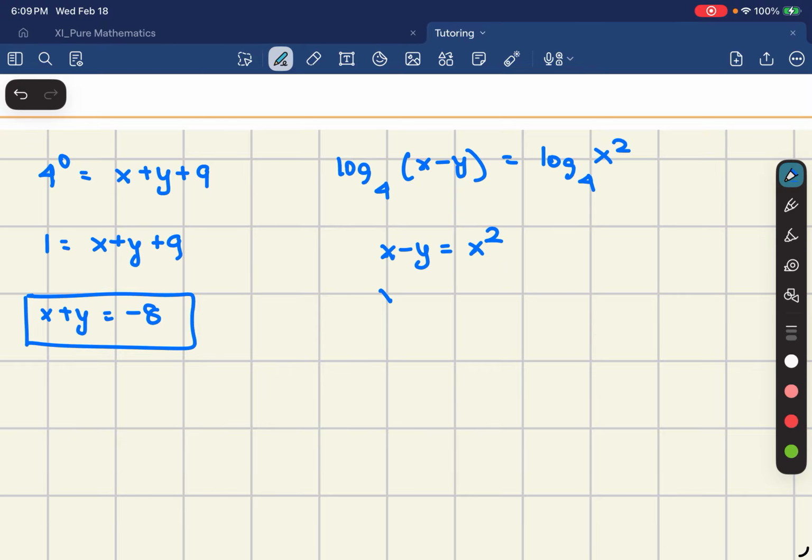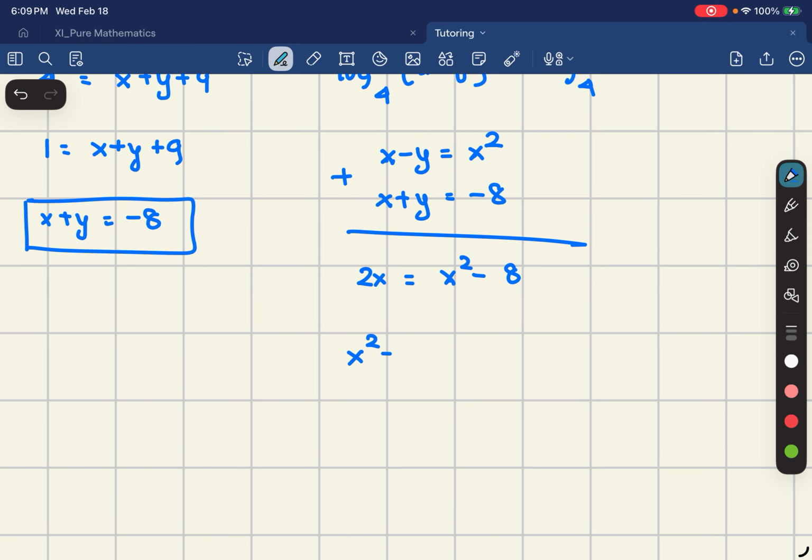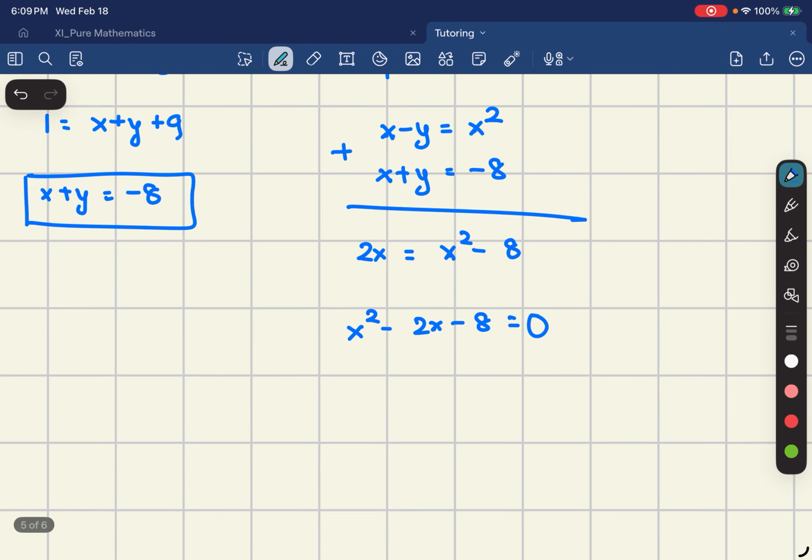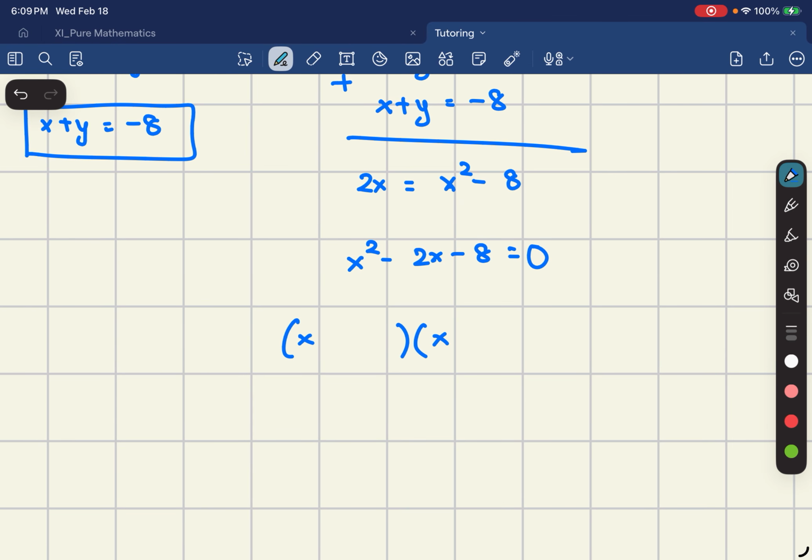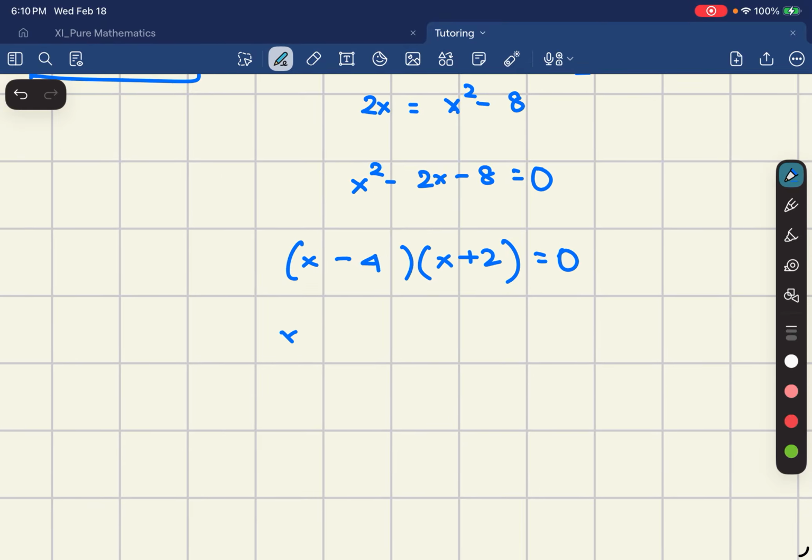And actually, I can compare these two equations together. If I add these two equations, x plus x gives me 2x, and minus y plus y gives me 0, so I don't have to worry about it. And I get x squared minus 8. So x squared minus 2x minus 8 is equal to 0. And therefore, x minus 4 times x plus 2 is equal to 0. This is how you can factorize, but you can also use the quadratic formula. Plus 2x minus 4x, that's minus 2x, minus 8 is equal to 0. So x is 4 or x is negative 2.